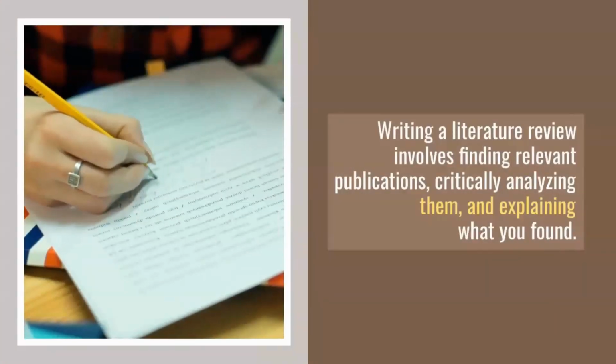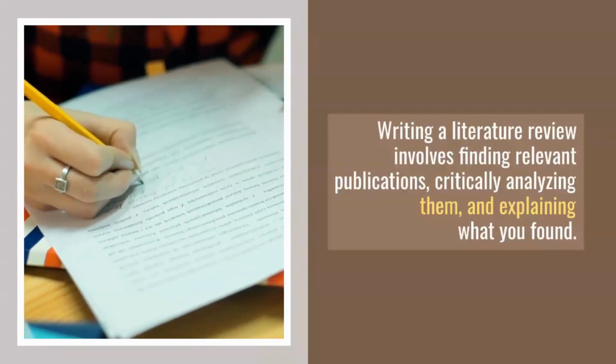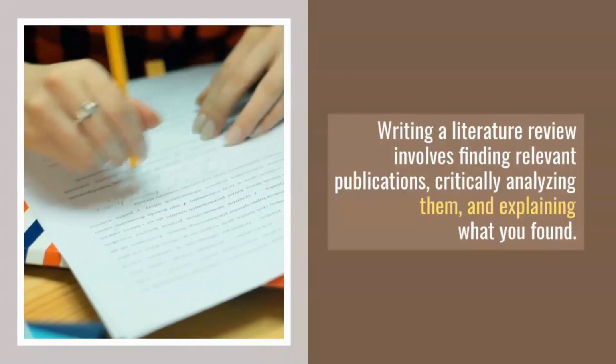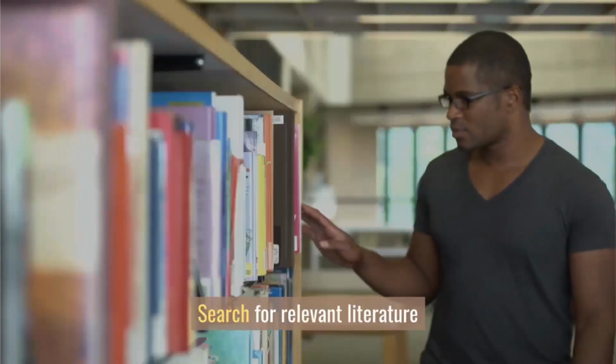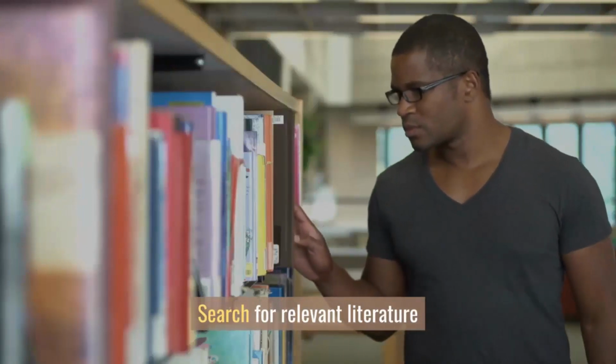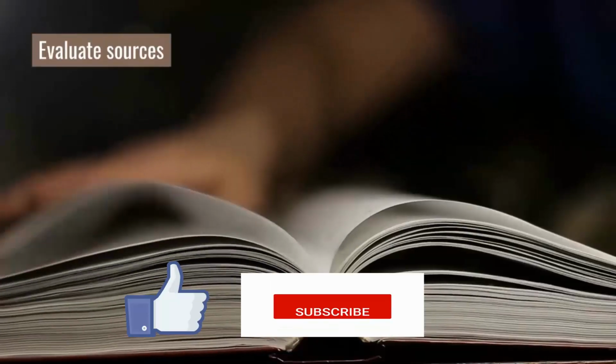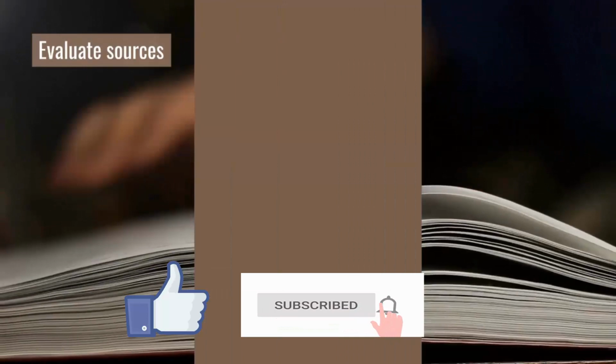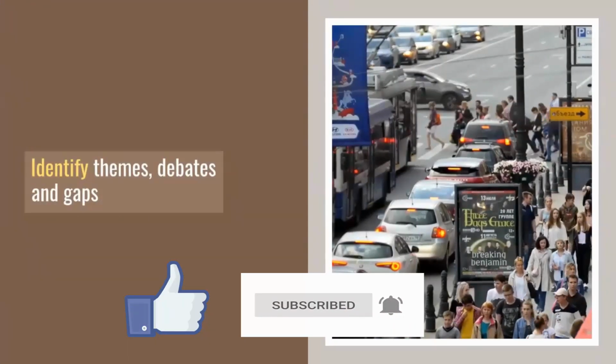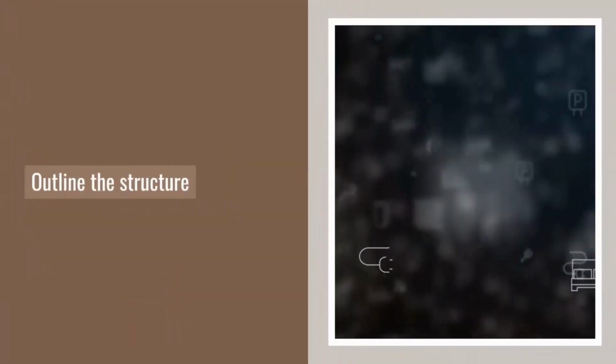Writing a literature review involves finding relevant publications, such as books and journal articles, critically analyzing them, and explaining what you found. There are 5 key steps. Search for relevant literature. Evaluate sources. Identify themes, debates, and gaps. Outline the structure. Write your literature review.